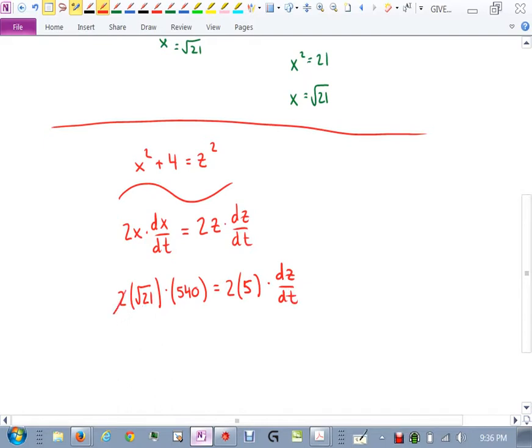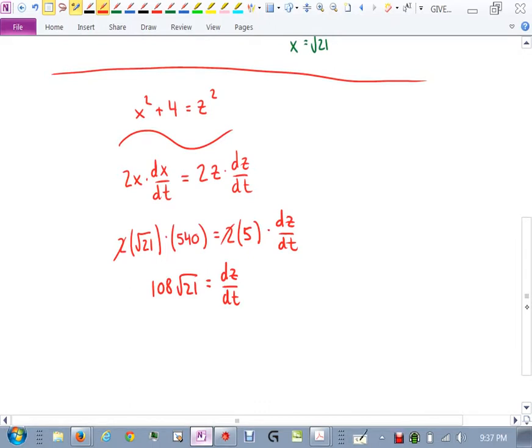So let's see. I'm going to cancel these 2's. Divide both sides by 5. So I can take that 540 and I can divide that by 5. I get 108. So 108 times root 21 should be the rate at which the distance between them is increasing. If I take 108 times the square root of 21 as a decimal, this is approximately 494.92 is dz/dt. And that's measured in miles per hour. So that's what we're looking for right there.